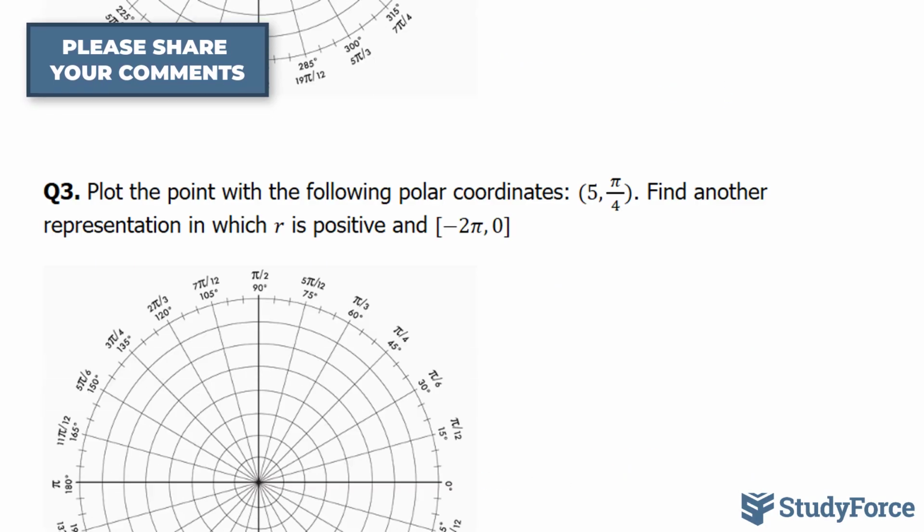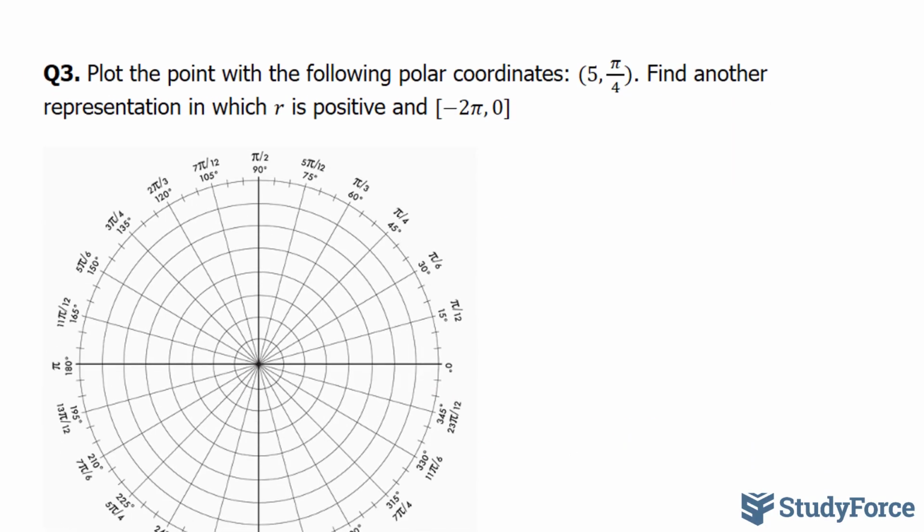Let's try another one. In question 3, we're asked, plot the point with the following polar coordinates. So our radius this time is positive, and our angle is 1/4 of a pi. 1/4 of a pi is right here, and the radius is 5. So 1, 2, 3, 4, 5. Our point should be right here.